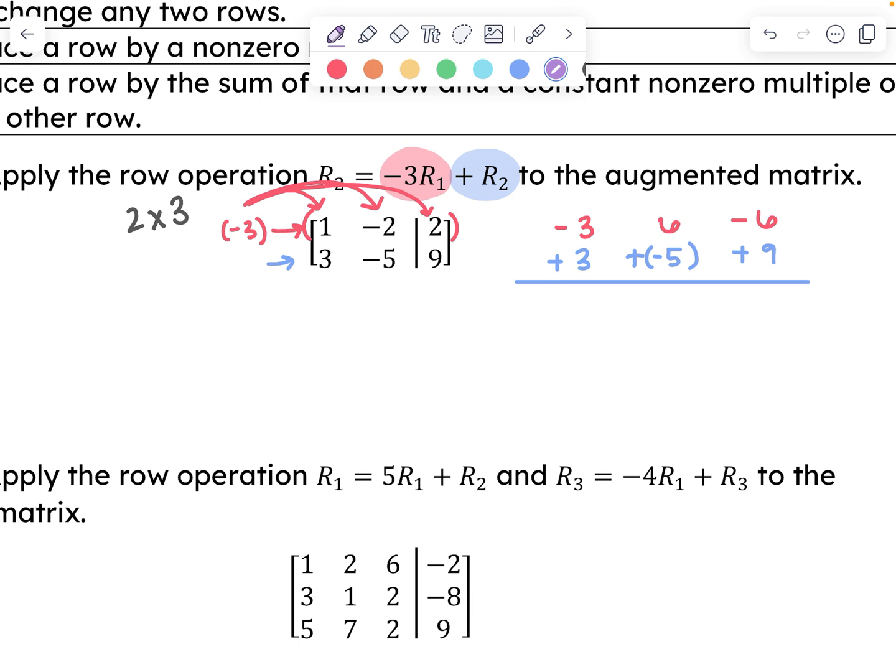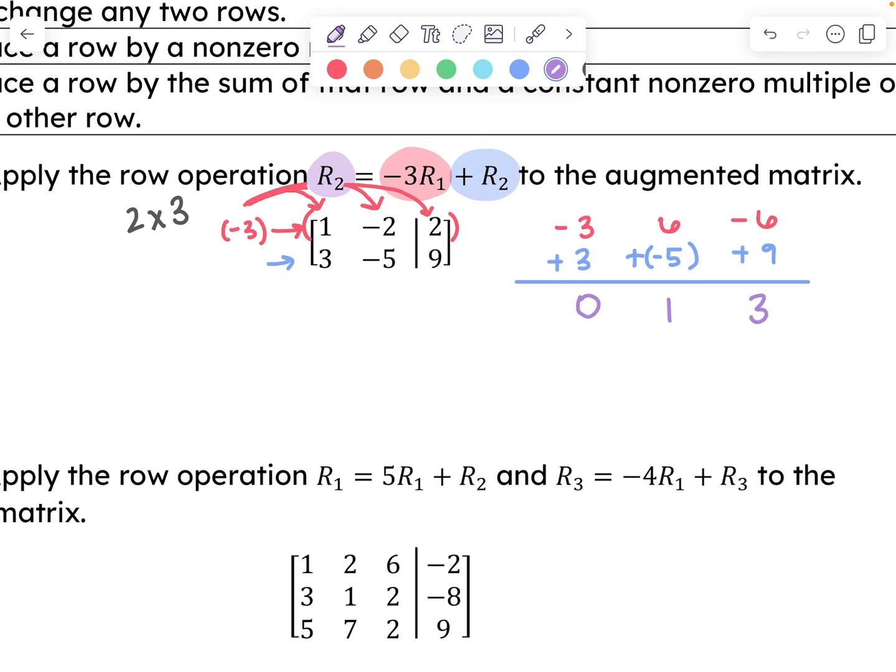So when I do that, negative 3 plus 3 gets me 0. 6 plus a negative 5 gets me 1. And negative 6 plus 9 gets me 3. Now here's the really important part. You've got to pay attention. It says that R2, I kind of covered it up, so let me erase that. R2 equals that. So when I rewrite my matrix, it's going to go where R2 was, where row 2 was.